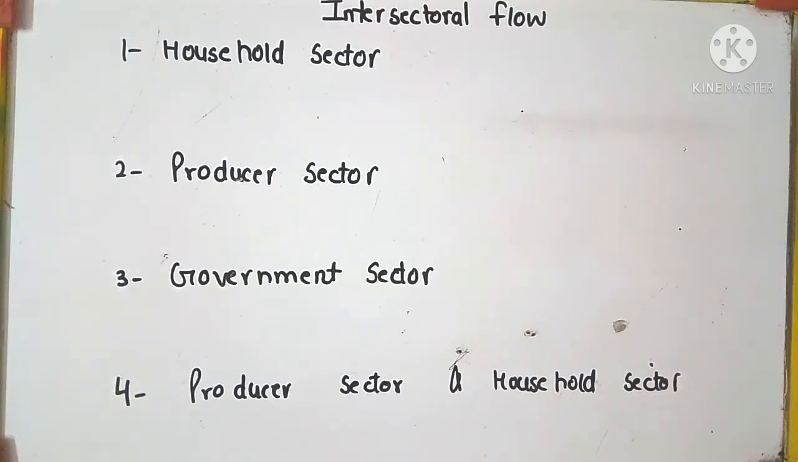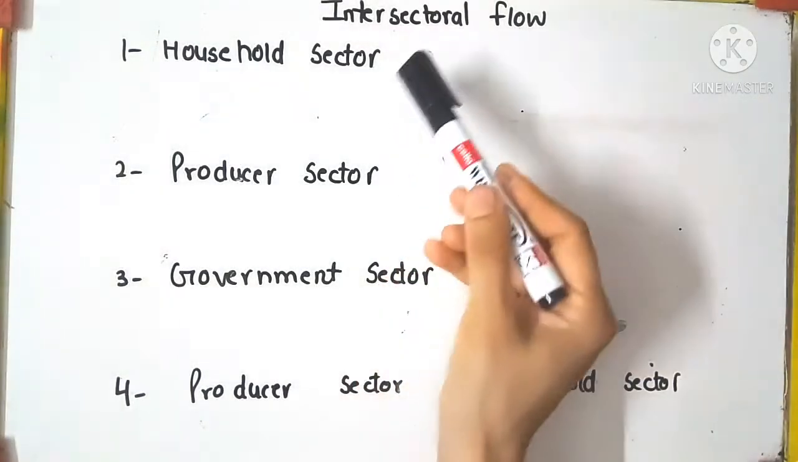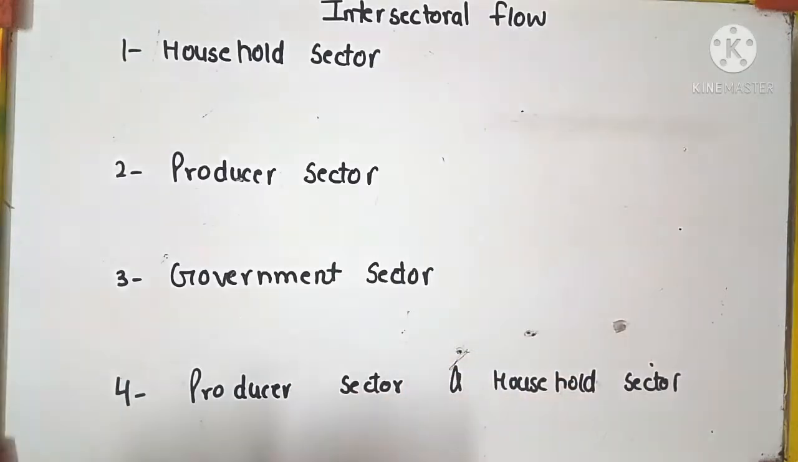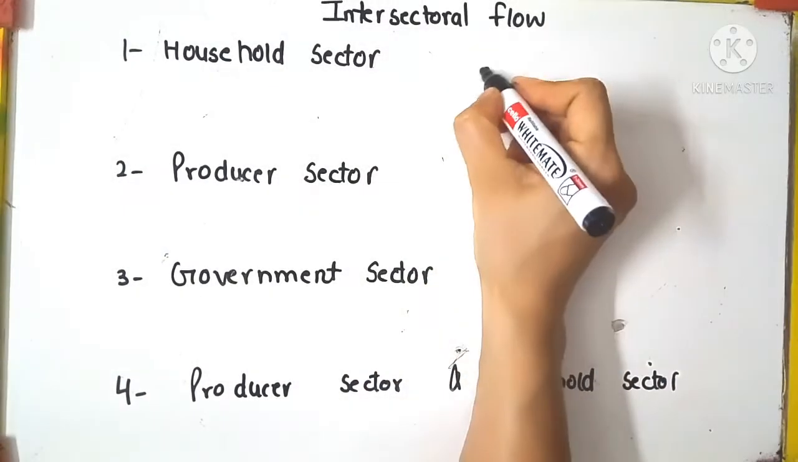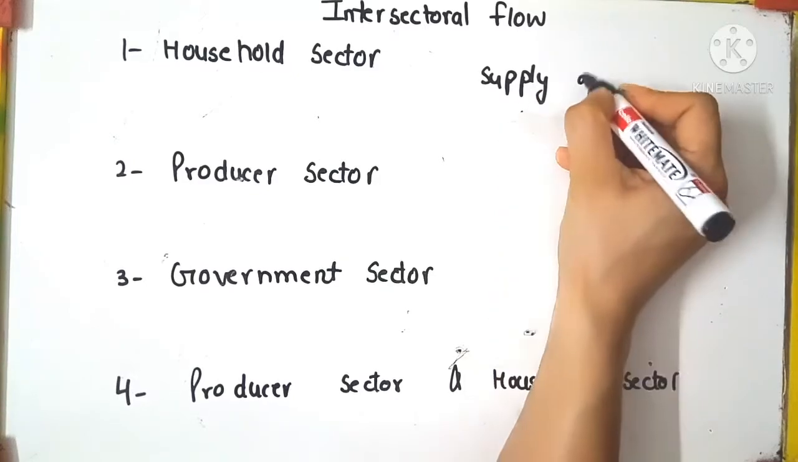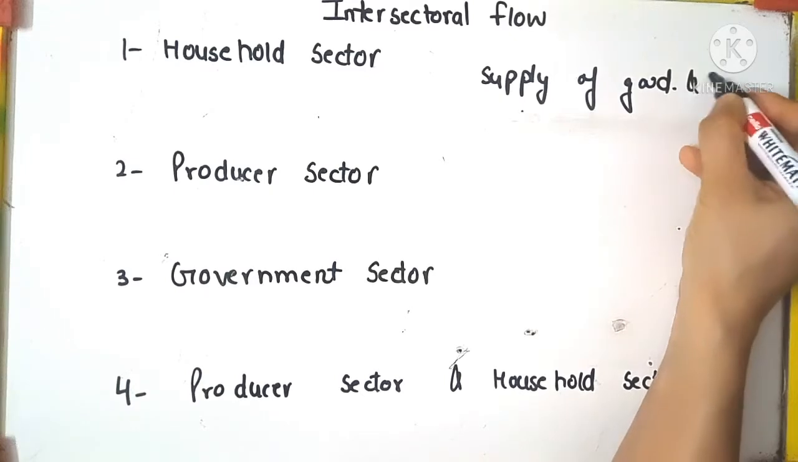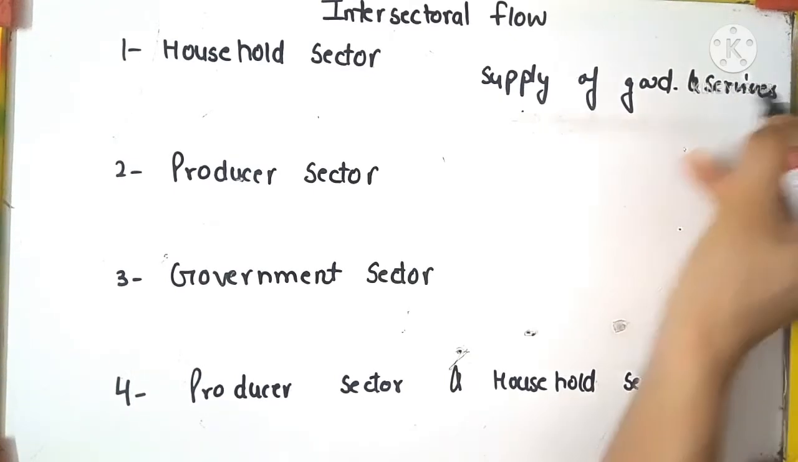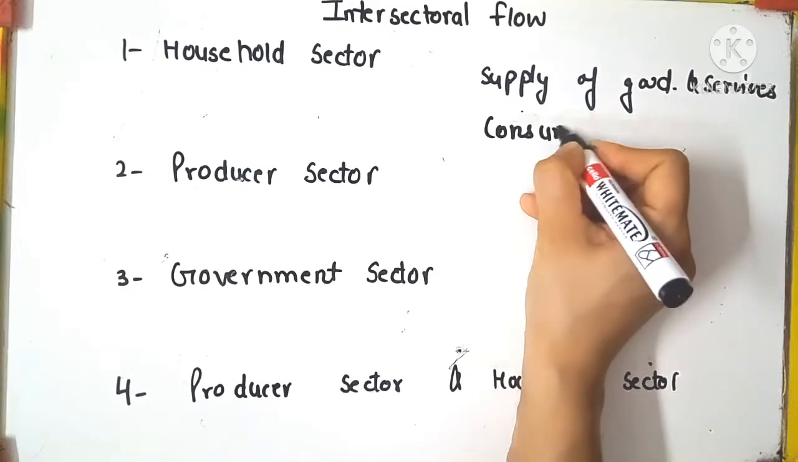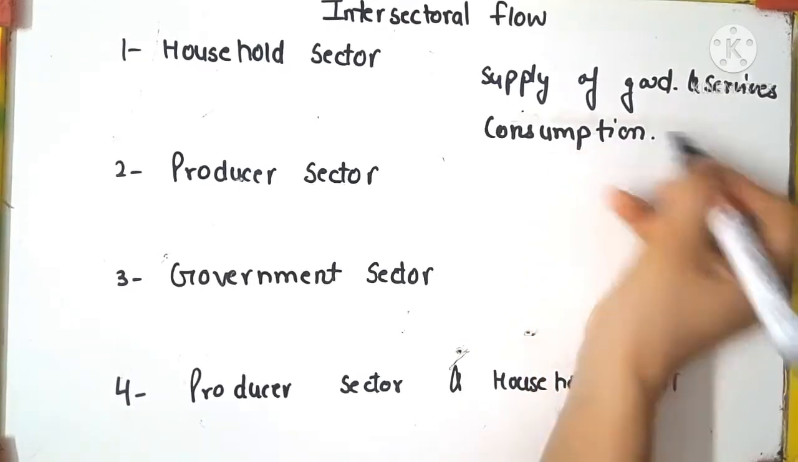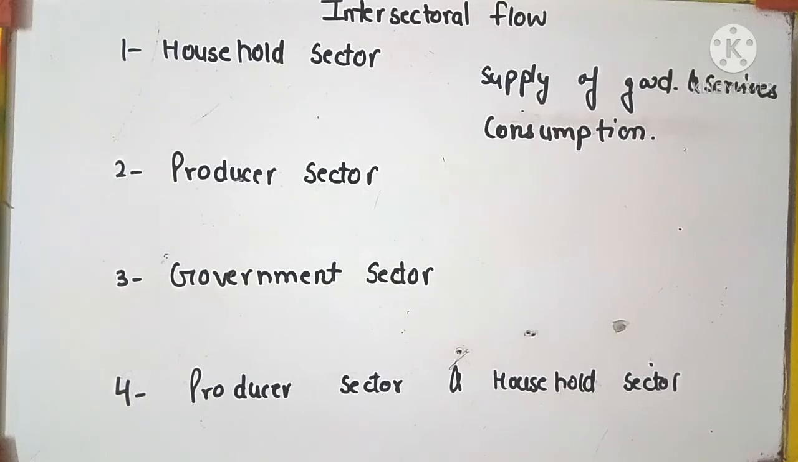Now all these sectors are interdependent. Now we will discuss how these sectors are interdependent. Like, the household sector depends upon the producer sector for the supply of goods and services. Now why does the producer sector supply goods and services to the household sector? For consumption, as all of us have basic needs, and all those needs are fulfilled by the goods and services that are provided by the producer sector.